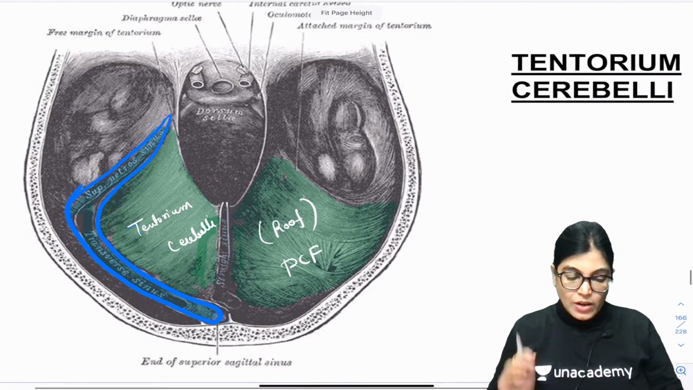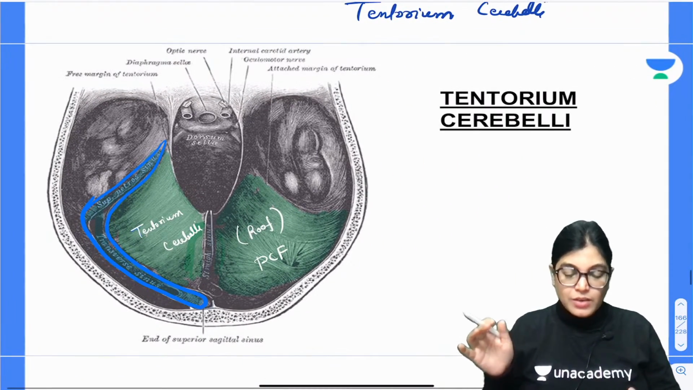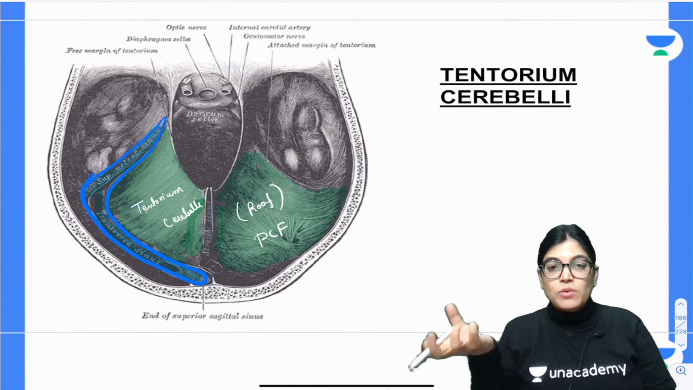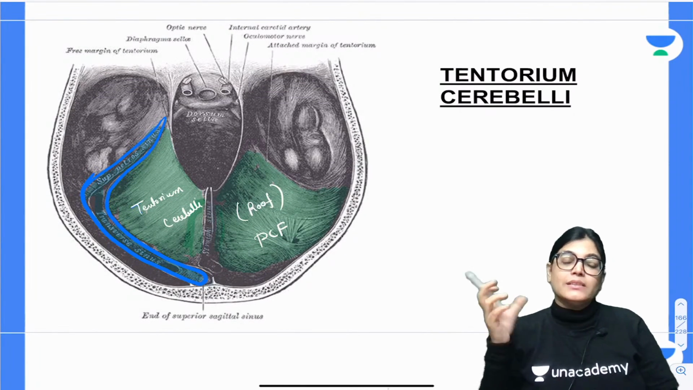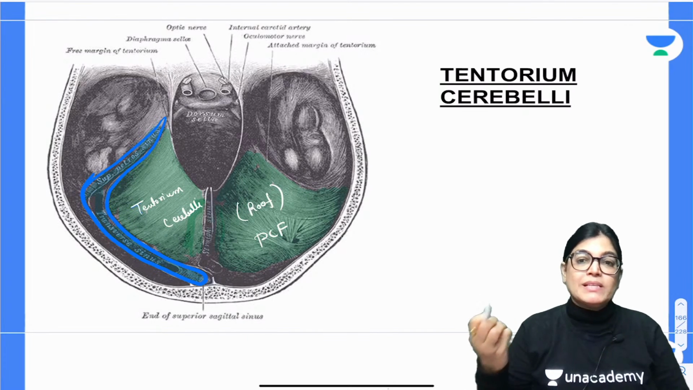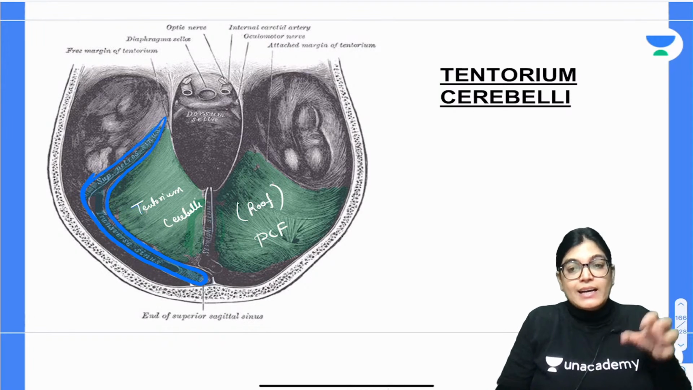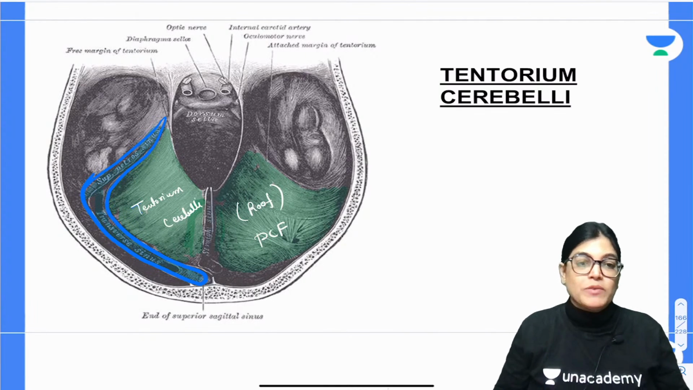Got it? Now let me give you the concept that it is exactly lying between the occipital lobe of the cerebral hemisphere above and the cerebellum below. That means it is protecting the small brain, that is the cerebellum, from getting crushed by the heavy weighted occipital lobe of the cerebral hemisphere.